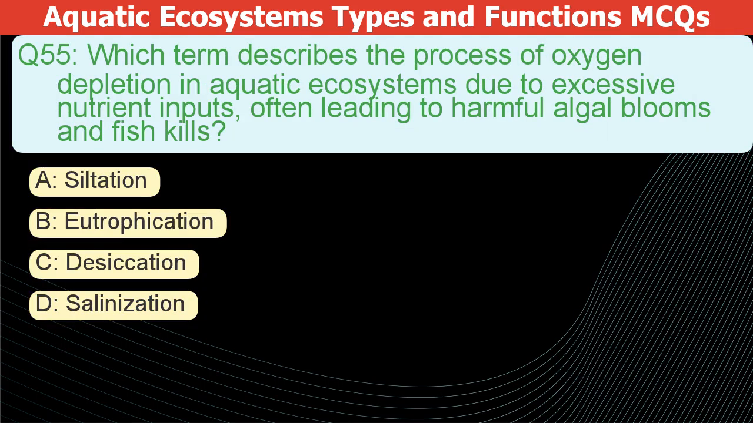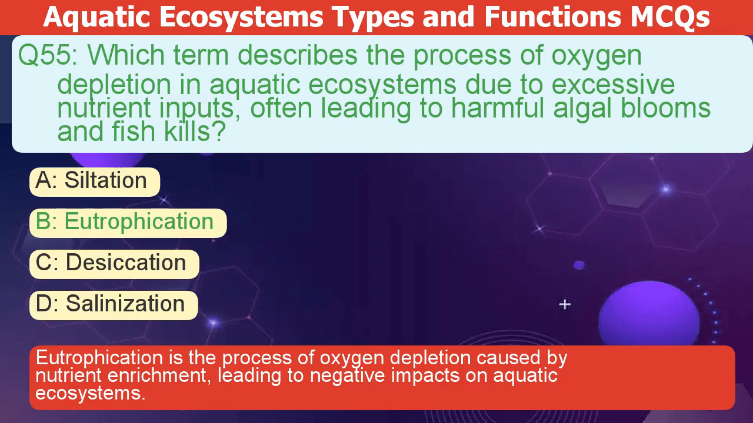Which term describes the process of oxygen depletion in aquatic ecosystems due to excessive nutrient inputs, often leading to harmful algal blooms and fish kills? A. Siltation. B. Eutrophication. C. Desiccation. D. Salinization. The correct answer is B. Eutrophication is the process of oxygen depletion caused by nutrient enrichment, leading to negative impacts on aquatic ecosystems.